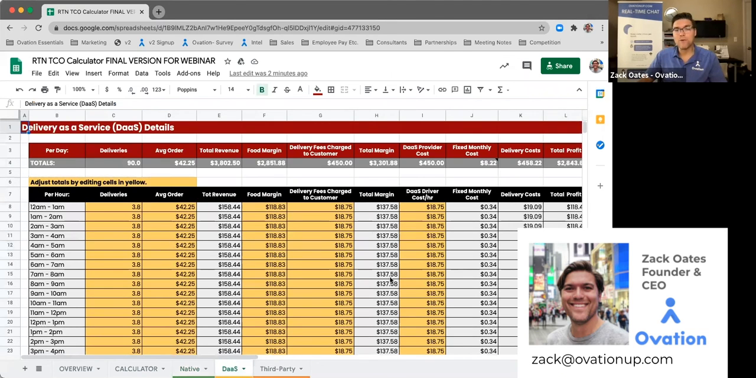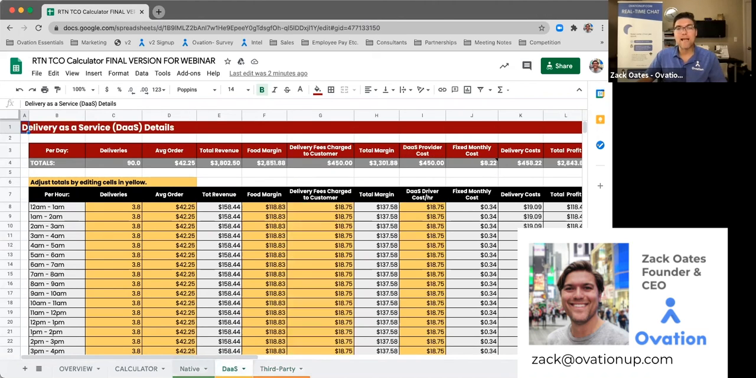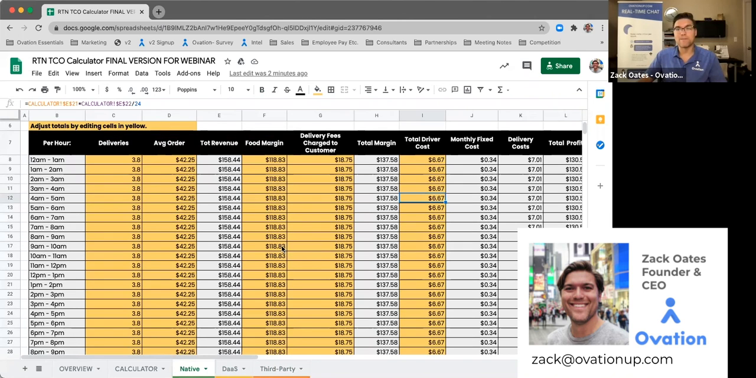Regardless of which tabs you're editing, make sure you only edit the yellow tabs. These other tabs up here, they're calculator tabs, or calculator cells. So you want to make sure not to edit those. So only edit the yellow cells if you are going to look at it on an hour by hour basis.